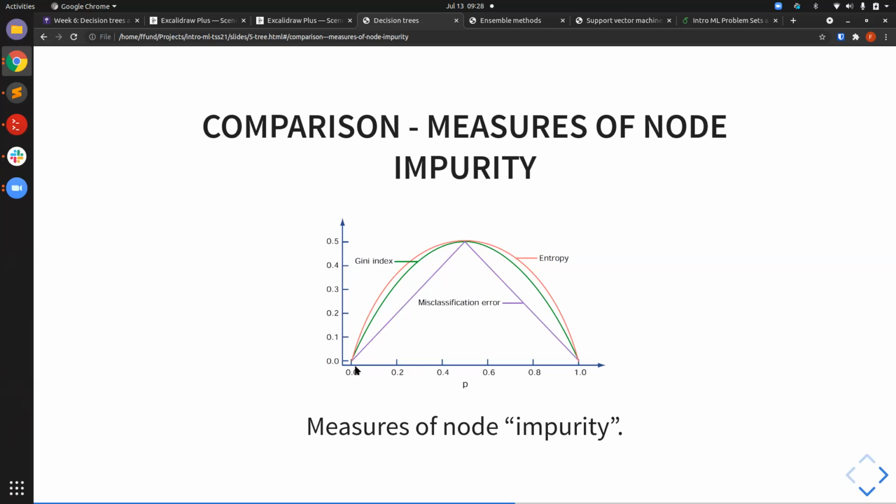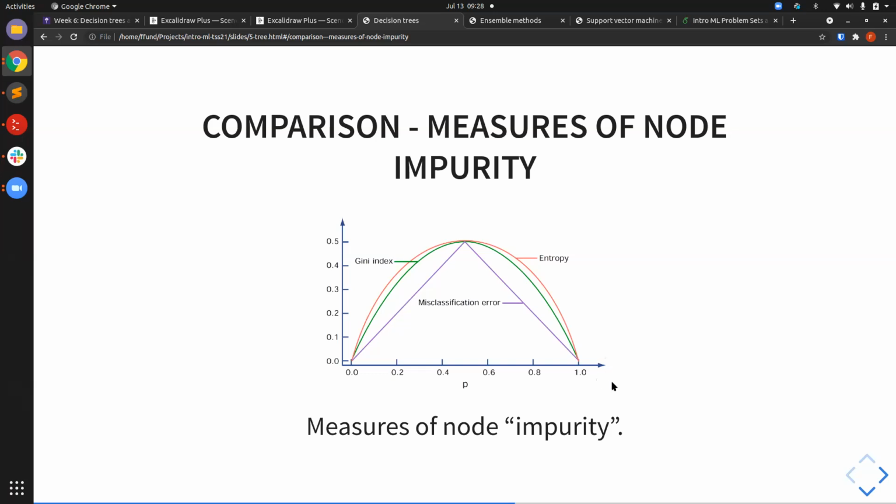By all metrics of impurity, the impurity is 0 because they all belong to the same class, the negative class. So when the proportion of samples in the positive class is 0, the impurity is also 0. Now, suppose we start to gradually increase the proportion of samples in the positive class. Well, when 100% of samples are in the positive class, the impurity is again 0.